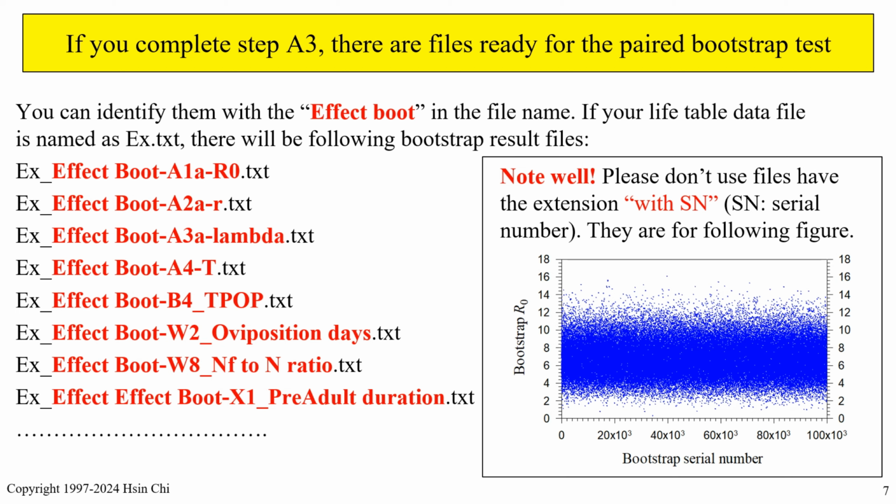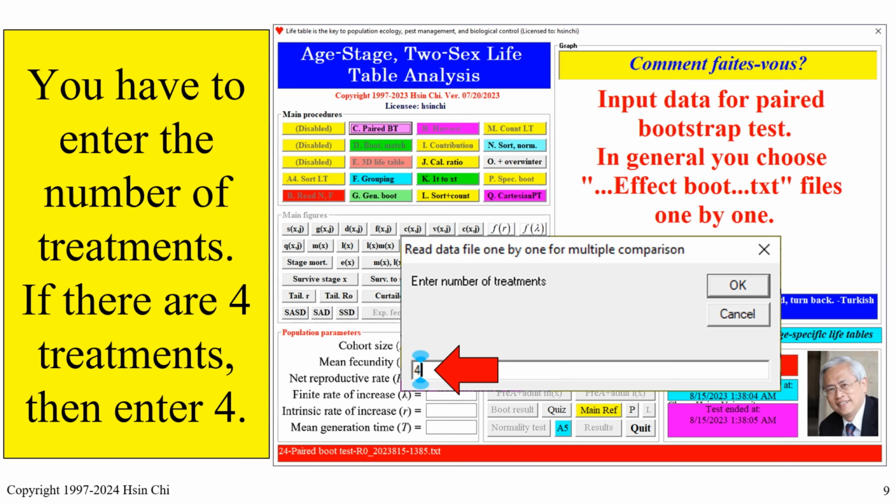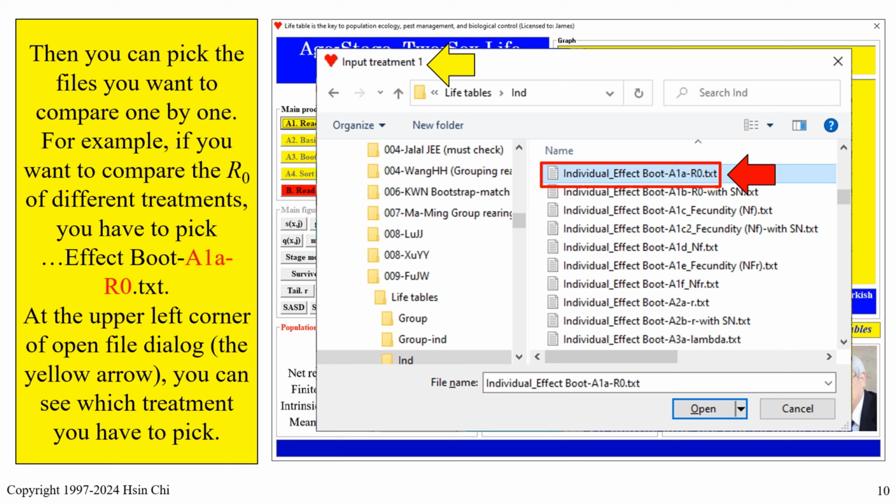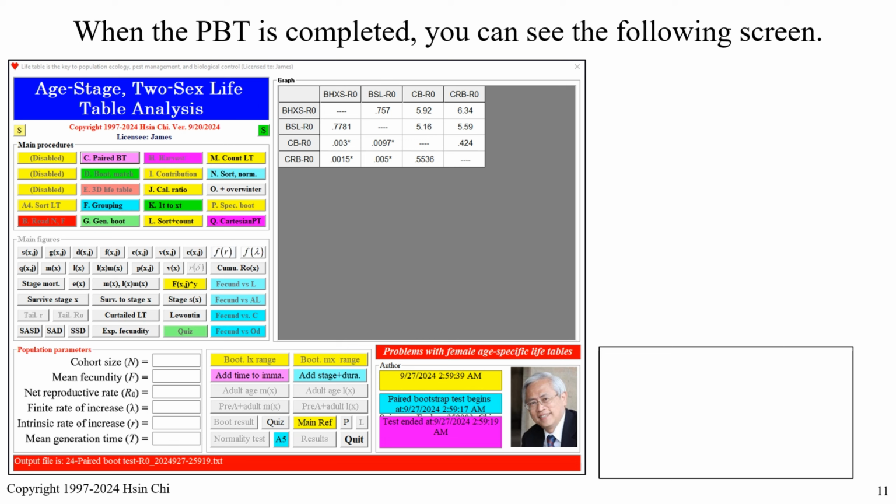If you want to run the paired bootstrap test, click on C, Pair BT. At first, you have to enter the number of treatments. If there are 4 treatments, then enter 4. Then you can pick the files you want to compare one by one. For example, if you want to compare the net reproductive rate of different treatments, you have to pick effect boot A1A R0.txt. At the upper left corner of the Open File dialog, the yellow arrow, you can see which treatment you have to pick. When the paired bootstrap test is completed, you can see the following screen.